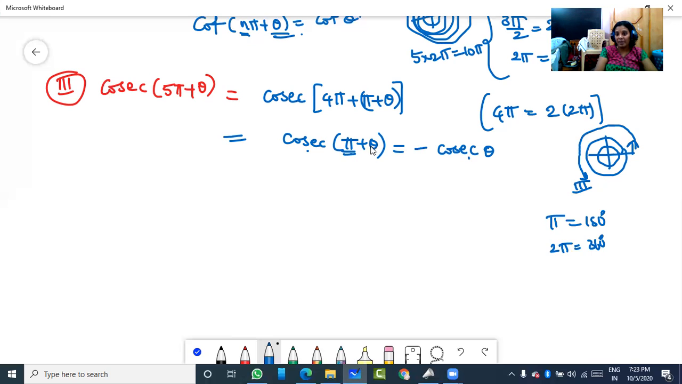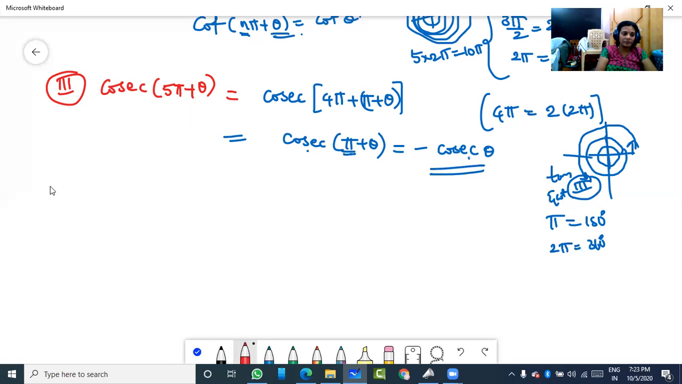If π + θ, the angle goes to the third quadrant. It is in the third quadrant, and in the third quadrant tan and cot are positive. The remaining all are negative. So we can take the negative sign.